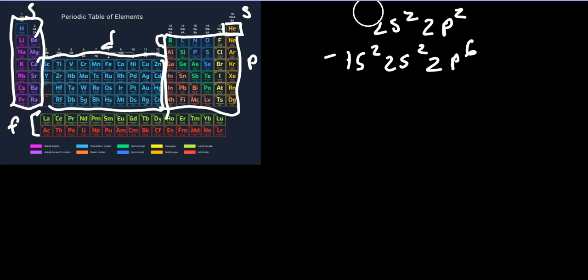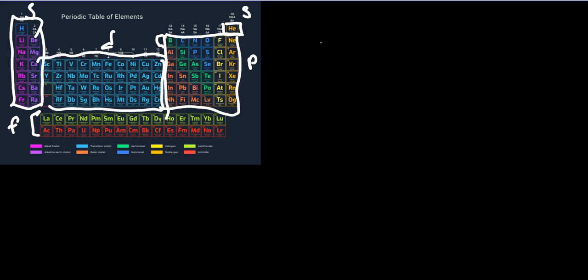Now let's move on to some exceptions that come along with the transition metals. For the transition metals, you can see that they start in row 4 of the periodic table. However, when we're putting them in the electron configuration, the rows actually go like this: 3, 4, 5, and 6. Those are the rows only for the D block.